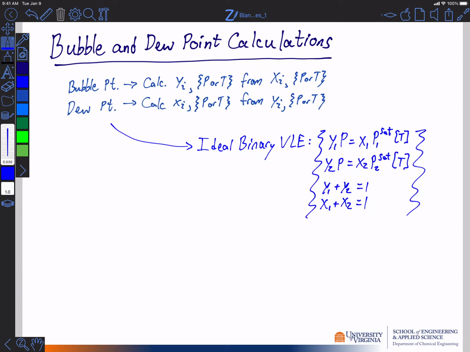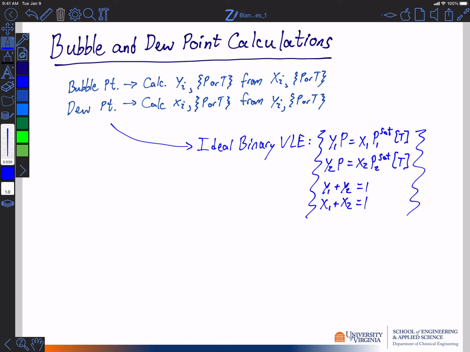We could do the opposite with dew point calculations, right? Here the idea is we're trying to calculate the liquid phase composition values from the vapor phase composition values, again, at pressure or temperature, either way, depending on the nature of the calculation that we're looking to do. So, in ideal binary VLE, this worked out to be a 4 equations and 4 unknowns problem. And we've seen examples, we've worked on this particular problem before.